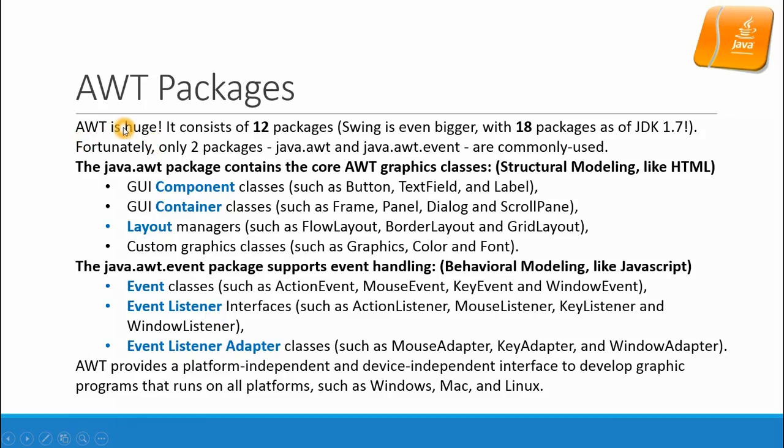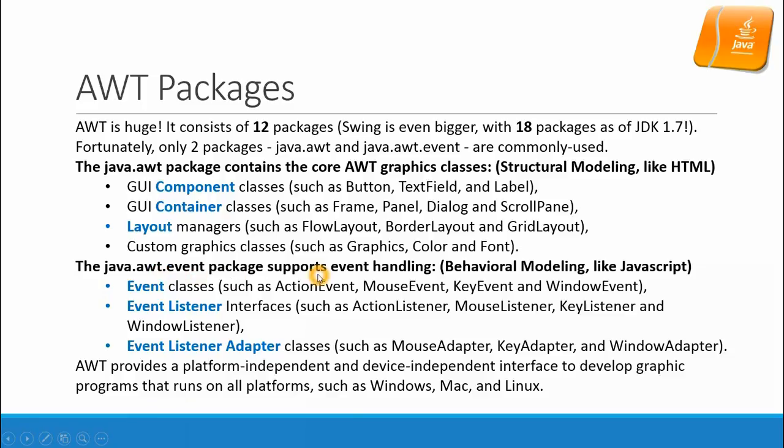The AWT package is huge. It consists of 12 packages. Swing is even bigger, with 18 packages in Java JDK 1.7. Fortunately, only 2 packages are important. The first one is java.awt. It contains the core AWT graphic classes. It's used for structural modeling, just like HTML in a web page. So it has the component, container, and layout, and some custom graphic classes such as color and font. These 3, we already talked about in the AWT class hierarchy.